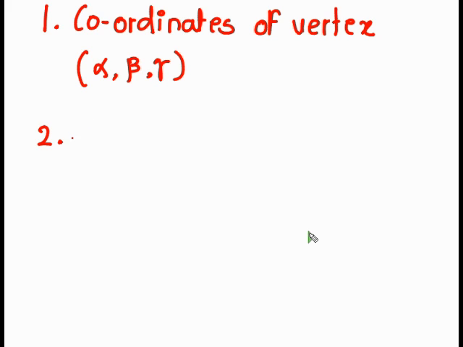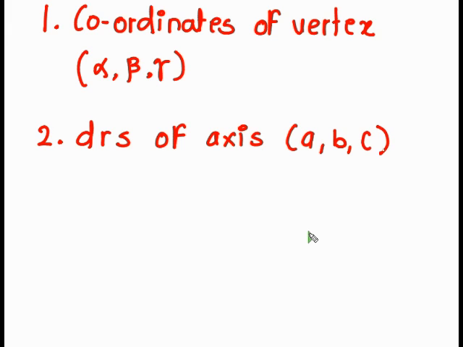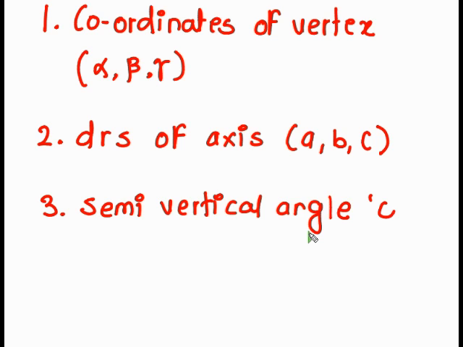The second thing we require is the DRs of the axis. In the previous diagram, the DRs are a, comma, b, comma, c of the axis. And the third most important thing we require is the semi-vertical angle, that is theta. So if you understand, this is why we study some prerequisites: to find the value of theta, to find the value of the DRs, to find the coordinates of the vertex. All these are helpers to find some basic things.